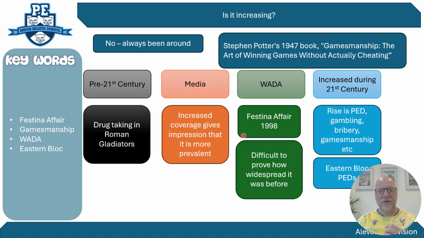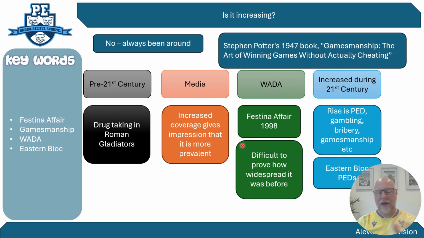We have the element that WADA, the World Anti-Doping Agency, was only really set up around 1998, following the Festina affair in 1998. So you really need to make sure you understand the Festina affair. Basically, it's a Tour de France team in 1998 that were caught doing drugs as a team, and it highlighted the amount of drug use in professional cycling at the time, which led to the creation of the World Anti-Doping Agency, because there was no real regulator on what is doping and how people are tested.